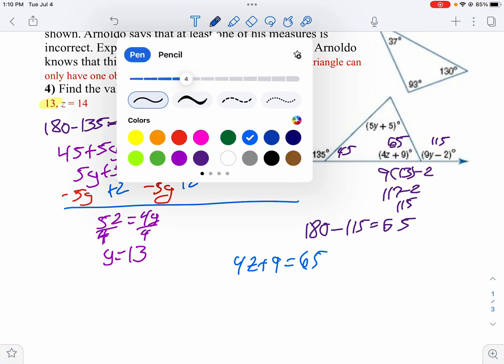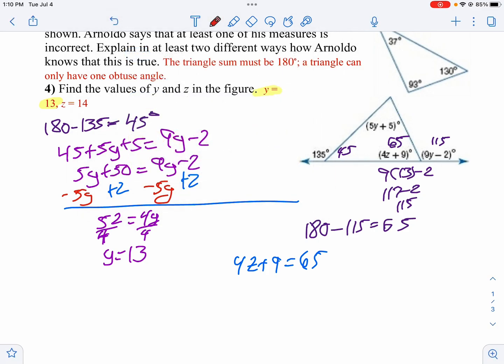I will subtract 9 from both sides, and I'll get 4z equals 56. Divide by 4, which is like 56 divided by 2, divided by 2 again. 56 divided by 2 is 28. 28 divided by 2 is 14. Here's the answer I typed in for you to check.